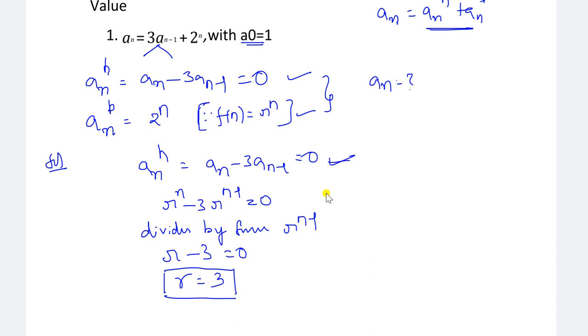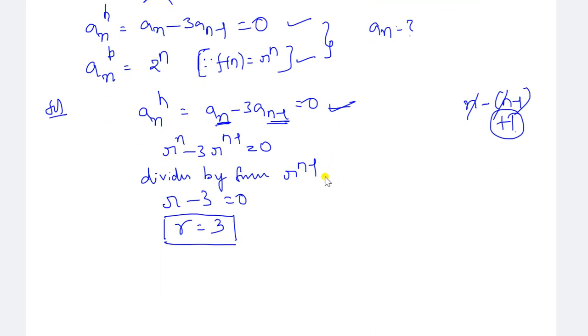You see that here, what is the biggest subscript? n. What is the smallest? n minus 1. If you cancel n, minus into minus plus 1. So what is the order of this particular linear recurrence relation? That is 1. That means it is a first order linear non-homogeneous recurrence relation.